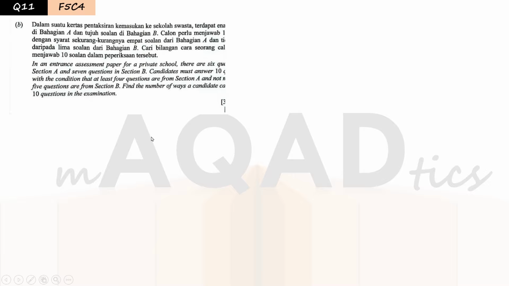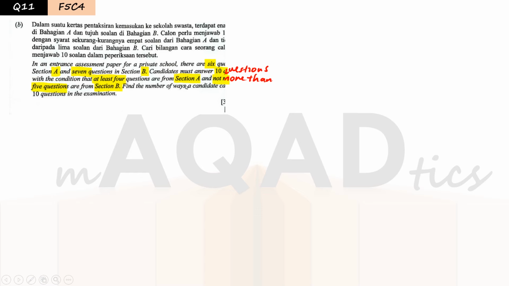For part B, we are looking at an entrance assessment paper. It says there are 6 questions in section A and 7 questions in section B. For each candidate, they must answer 10 questions, with the condition that they must answer at least 4 questions in section A, and not more than 5 questions from section B.